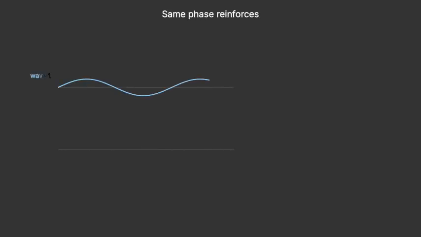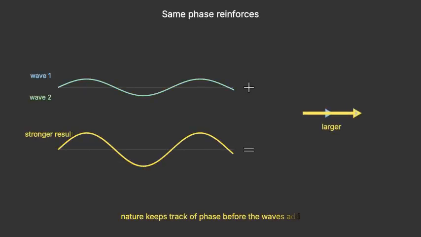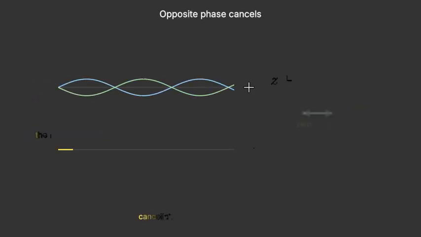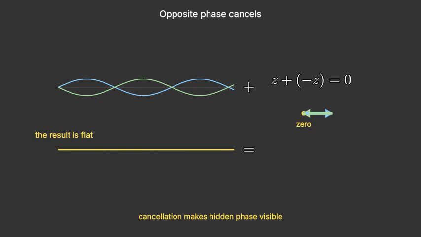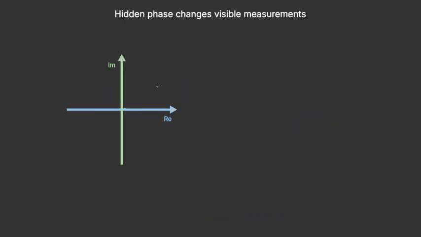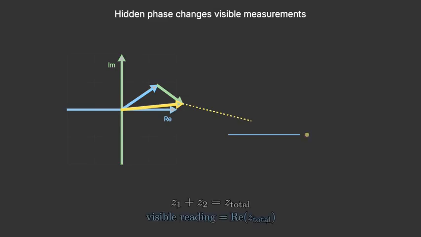When two waves have the same phase, their complex arrows point the same way. The result is larger, and the visible wave reinforces. When two waves have opposite phase, their complex arrows point against each other. The result can be 0, and the visible wave cancels. That cancellation is nature showing us that phase matters.